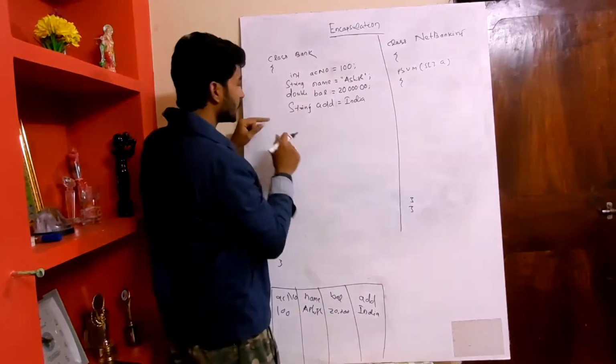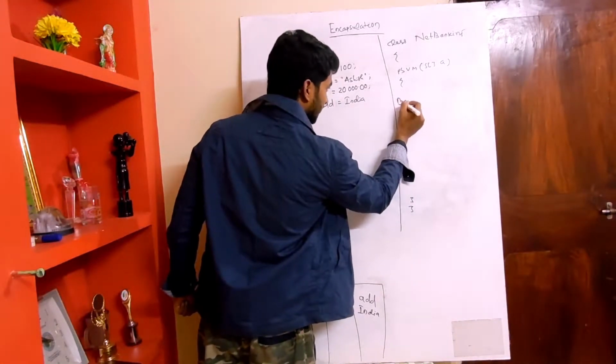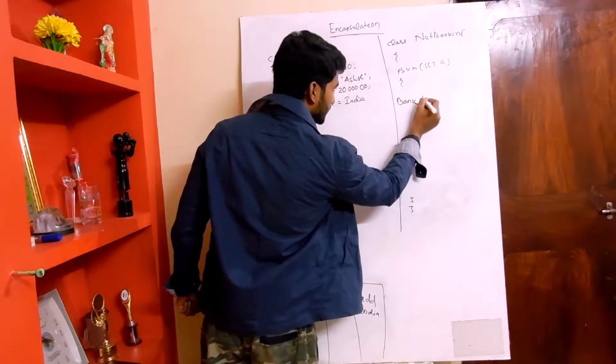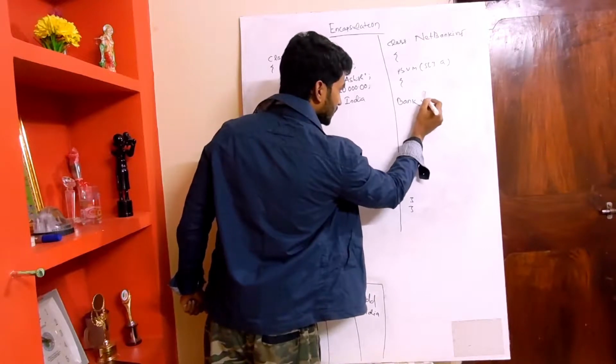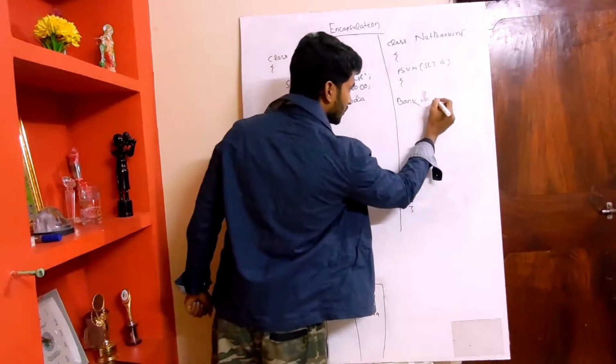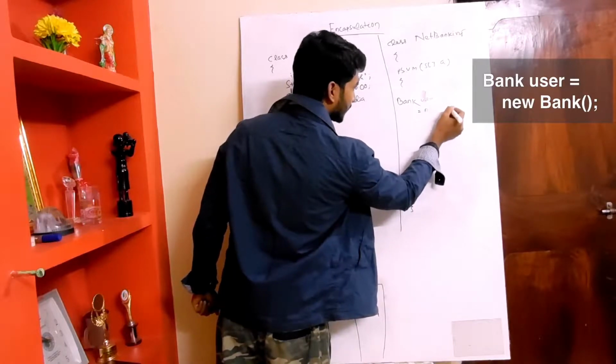First of all, he wanted to access the balance. So first, you will create the Bank class object. So Bank, let's say user. User is my reference variable. Bank user is equal to new Bank.